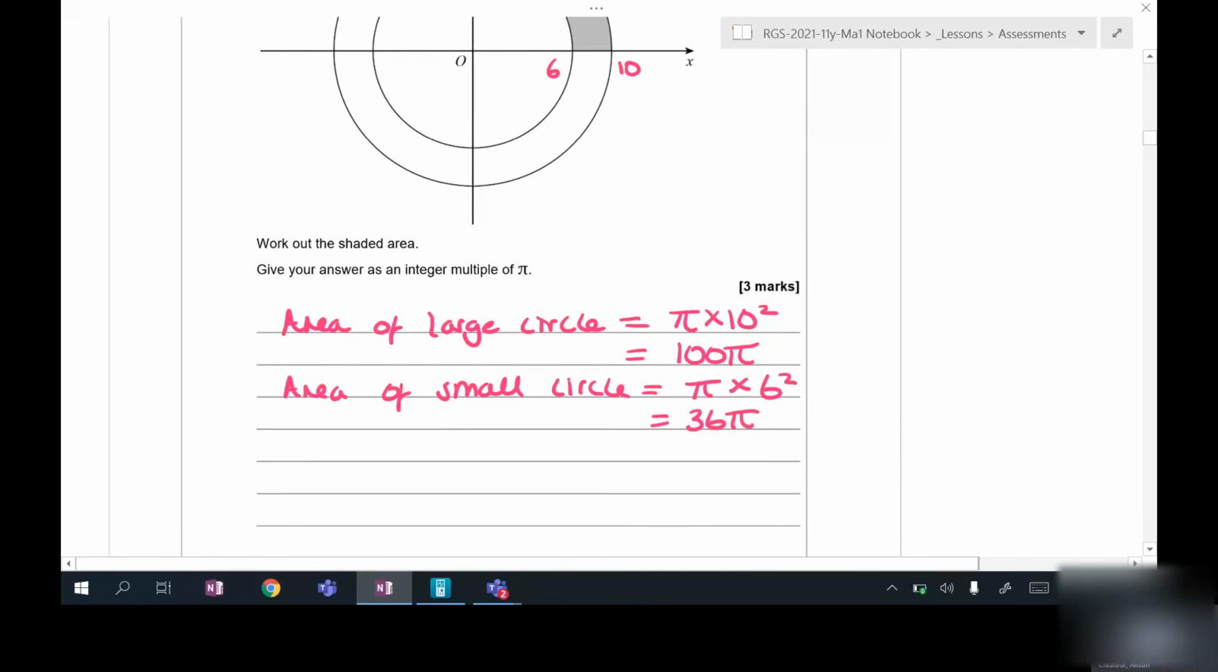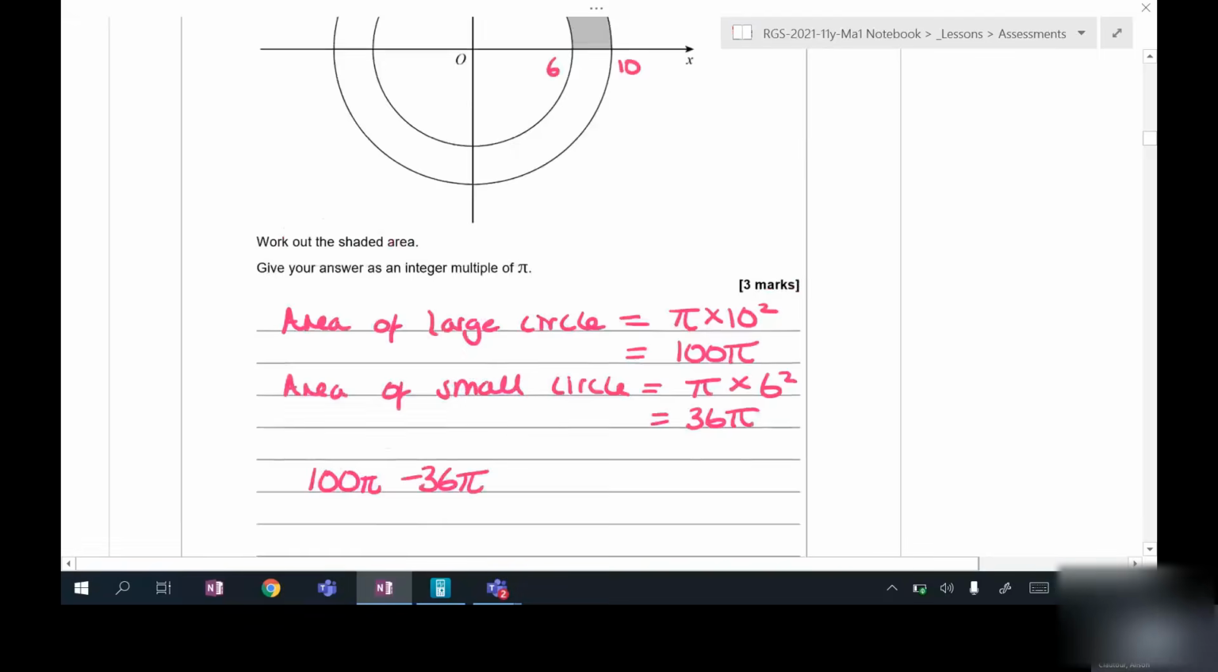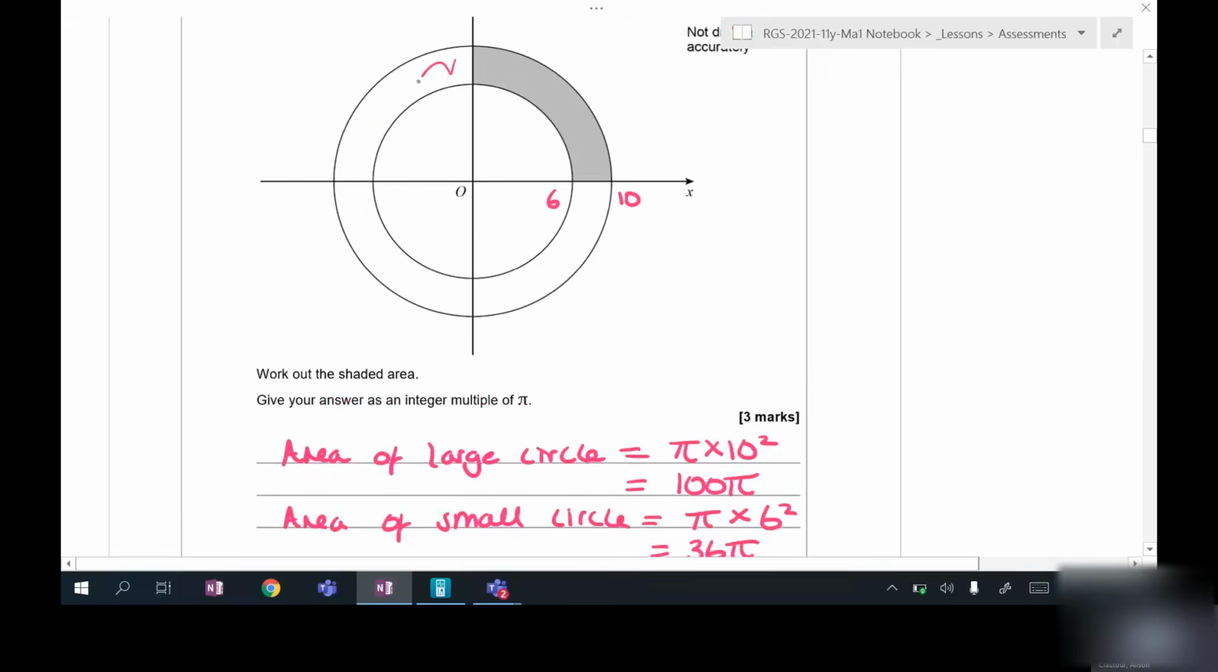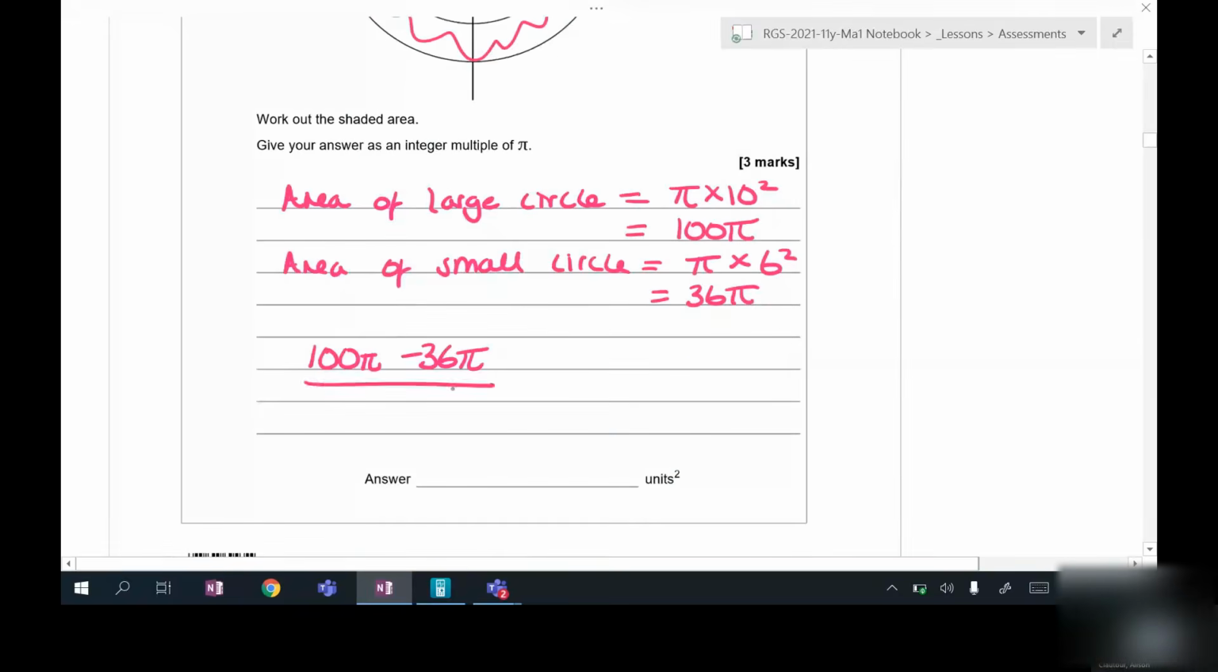So 36 pi. If I subtract them, 100 pi take away 36 pi, I'm going to get the whole of this inner space. And obviously I only want a quarter of it, so I'm going to divide it by 4. It wants my answer in terms of pi. So if I work that out, I've got 16 pi.